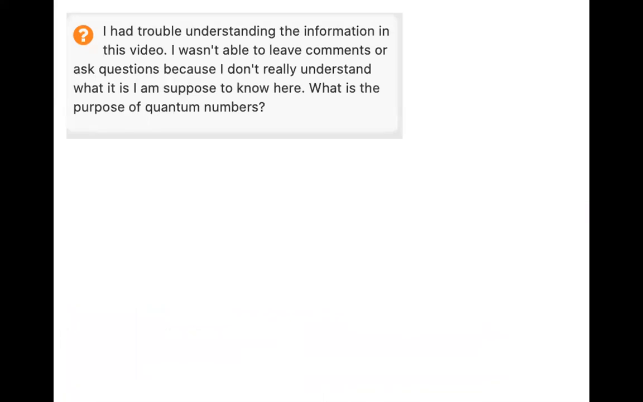They said they had trouble understanding the information in the video, and they weren't really equipped to ask good questions or have good comments, because they were not sure, well, what was the purpose of these quantum numbers? I thought that was an outstanding observation. They'd given it a try, but they weren't really seeing what the point was. So the purpose of quantum numbers, let me try it this way.